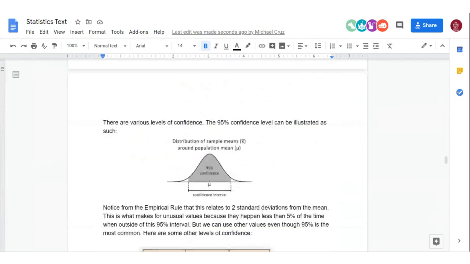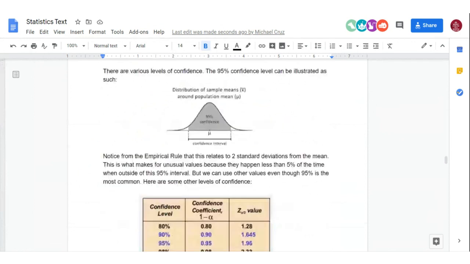Now, I think I might have said this up there, I'm not 100% sure, but there are various levels of confidence. The 95% level of confidence is the most common, and it can be looked at like that little picture. Remember this from your empirical rule. Your empirical rule had 3 different scenarios. You had 1 standard deviation from the mean, which was 68%, 2 standard deviations, which was 95%, and 3 standard deviations was almost all.